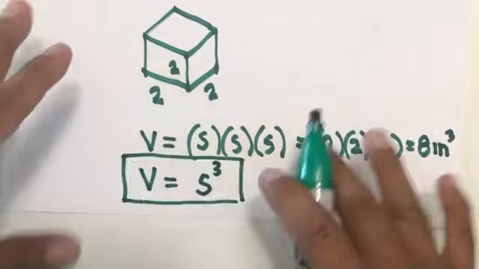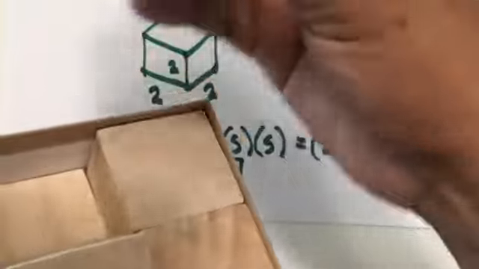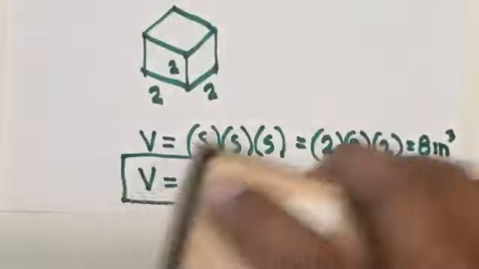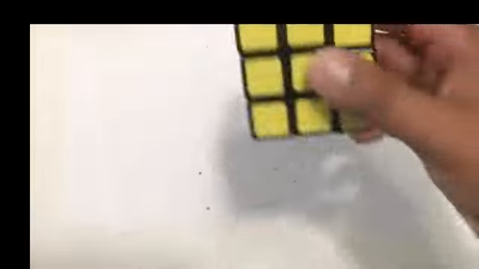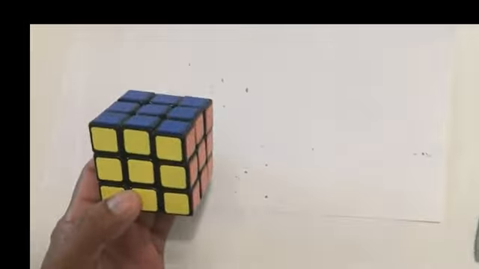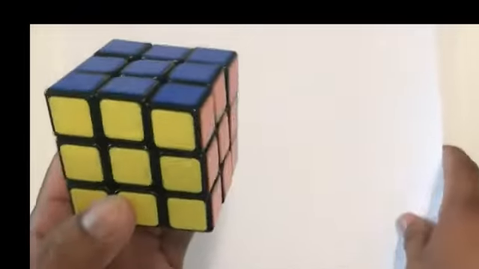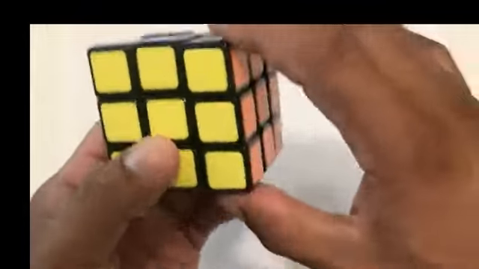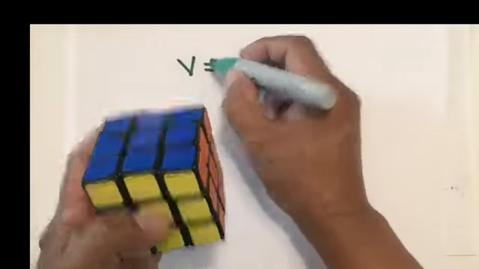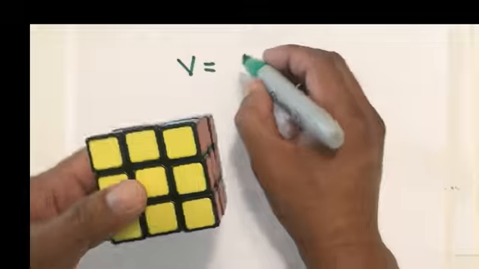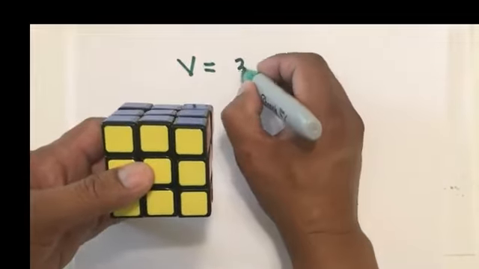And I would like to emphasize that whenever you compute for the volume, the unit is very important because you interpret that as the number of the smaller cubes that can fit inside the object. Now, suppose we have these other cubes. Let's say we have a 3 by 3 Rubik's Cube. What is the volume of this? You just identify the side length. So the volume of this 3x3 Rubik's Cube would be the side length of 3 units.